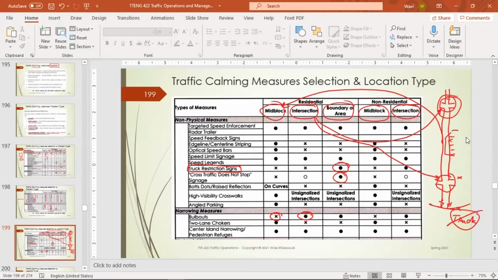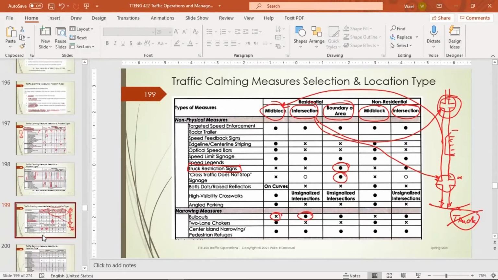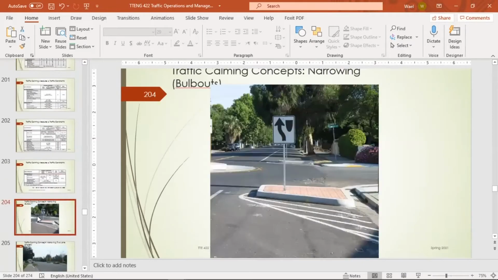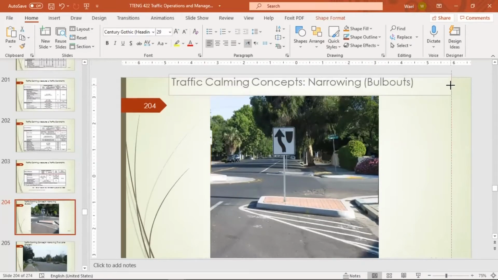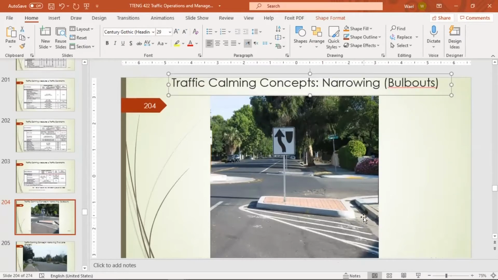Okay, let me just show you what we mean with all of these tools. This is what we mean with bulb out. Bulb out, that means we come at the end of the street, and we make this island, blocking part of the lane. Okay, to show you a better example on this, let me show you an example here.